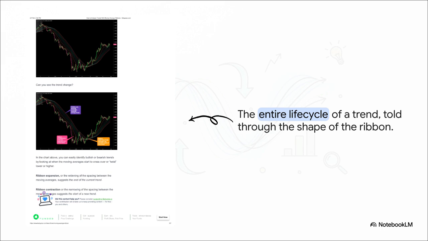Then what happens? We see the expansion. The ribbon fans out, warning us that the trend is getting weak. And right on cue, that's followed by a really sharp contraction. See how it squeezes tight? That's the signal for the birth of a brand new uptrend, which we see starting to unfold on the right. It's literally the entire life cycle of a trend, told to us by the shape of the ribbon.